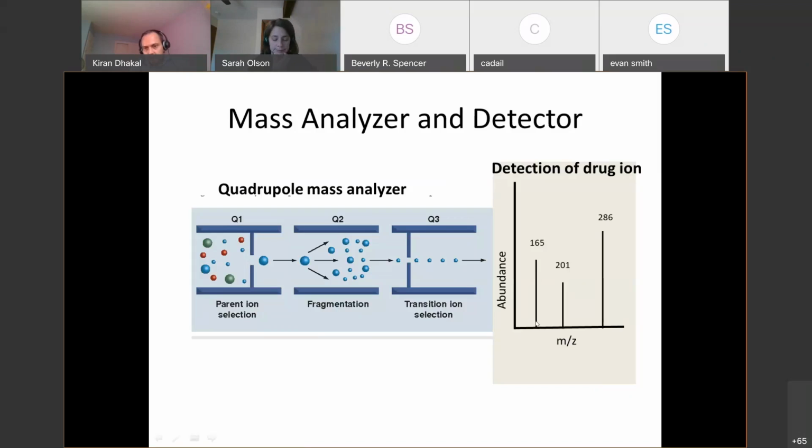The way you program your method, it can give you a signal like this. For example, in this method, I picked morphine, which has a drug ion mass of 286, and when 286 passed from here to here, it fragmented into 201 and 165, and only these two fragments passed through Q3, and I got a signal like this.